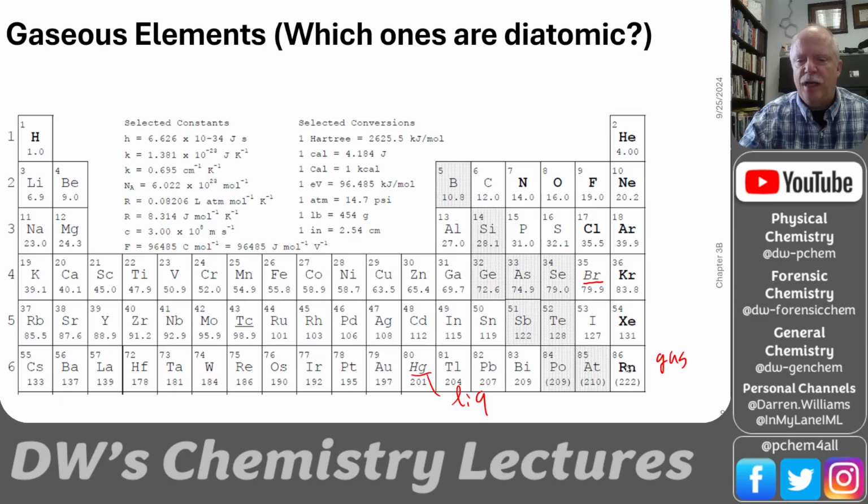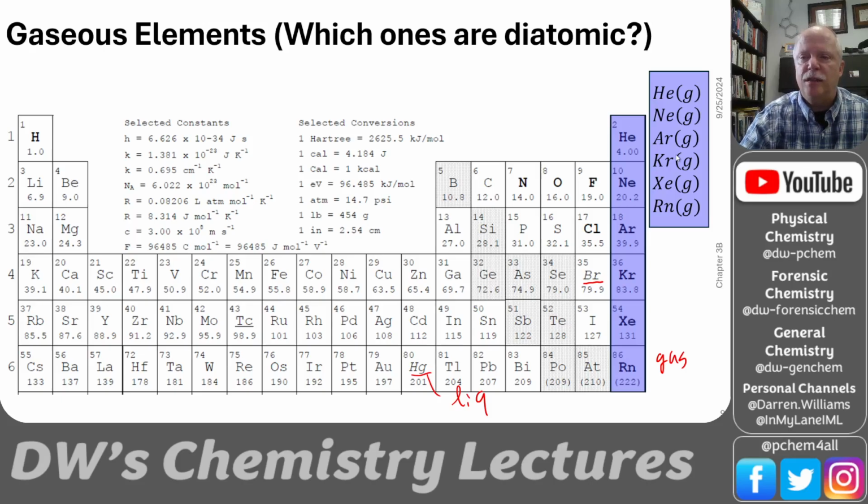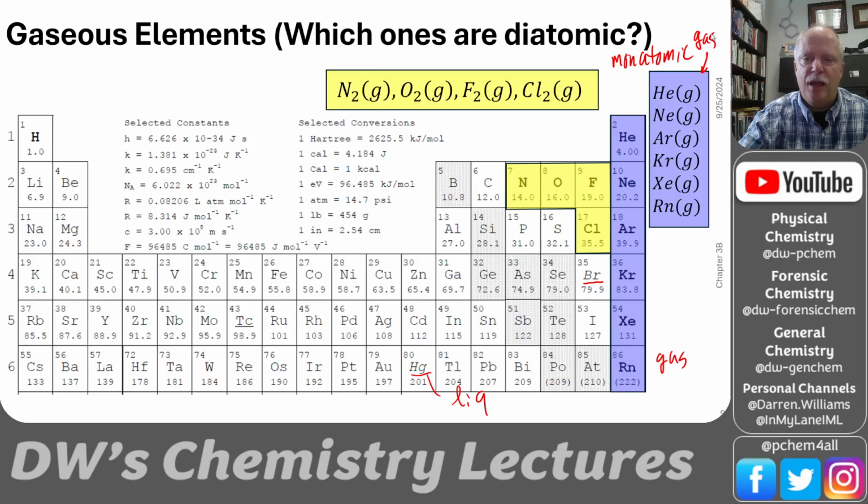Now, when they form a gas, do they stay as a single atom? Yes, for the noble gases, these are what we call monatomic gases. But these yellow atoms here form diatomic gases. So you see there's two of them in each. Nitrogen in nature at 1 atmosphere and room temperature is a gas, and there are two atoms of nitrogen in that molecule. Two atoms of oxygen, two atoms of fluorine, two atoms of chlorine. Those are diatomic. And hydrogen does the same thing, so H2. All of these yellow ones are diatomic gases.